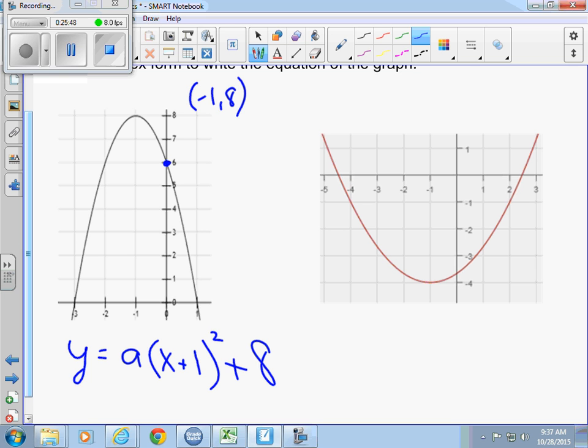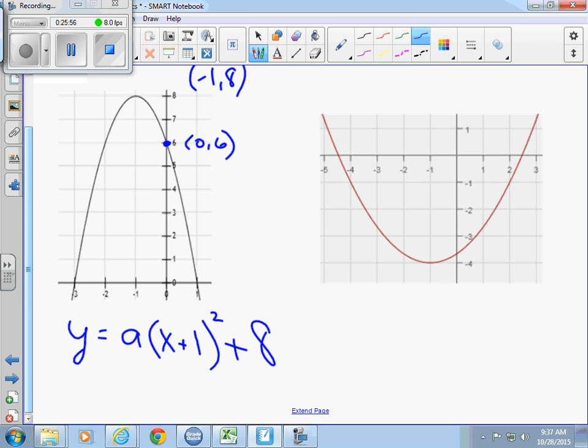So I'm picking the point 0, 6. Everyone see how we got that? What is a point? What's the first part of a point? X. What's the second part of a point? Y. So I'm going to put 0 for X and 6 for Y, and I'm going to solve for A. Everyone see how I'm going to do that?